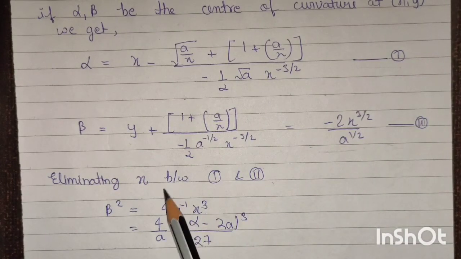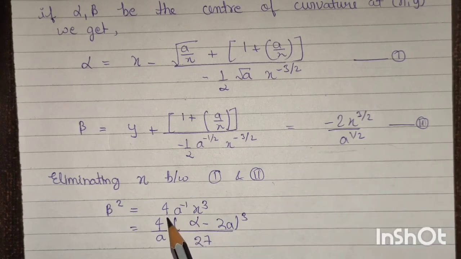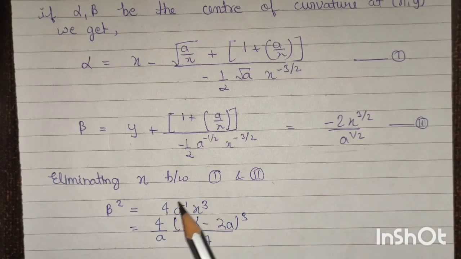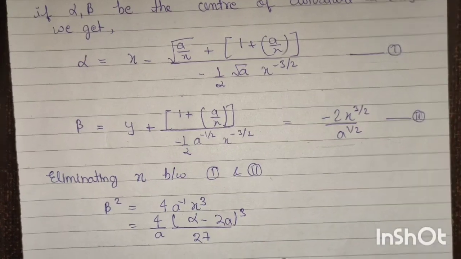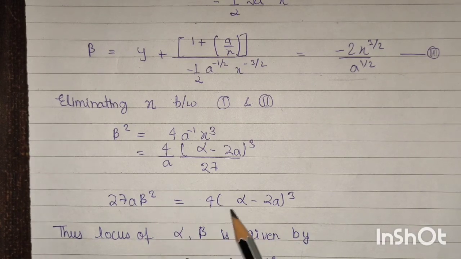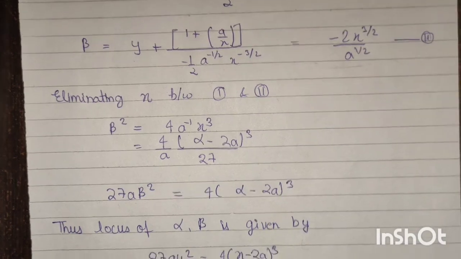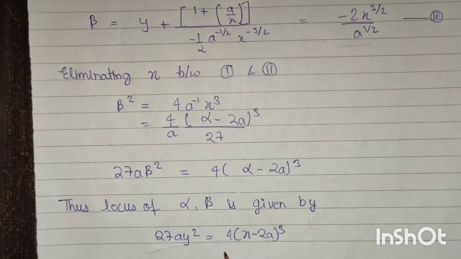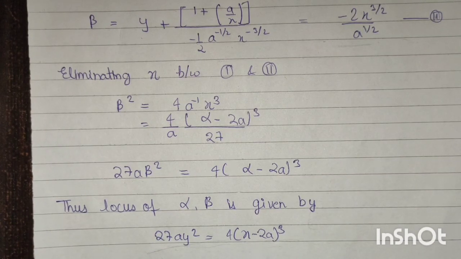Now we have to eliminate x between equations 1 and 2. In equation 2, on squaring both sides, we get β² = 4a^(-1)x³. After simplifying and putting the value of x, we get (4/a)((α - 2a)³/27). Furthermore, simplifying and cross multiplying, we get 27aβ² = 4(α - 2a)³. Thus, the locus of (α, β) is given by 27ay² = 4(x - 2a)³, which is the equation of the evolute.